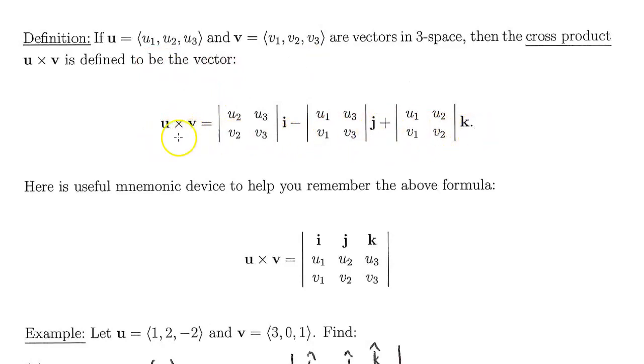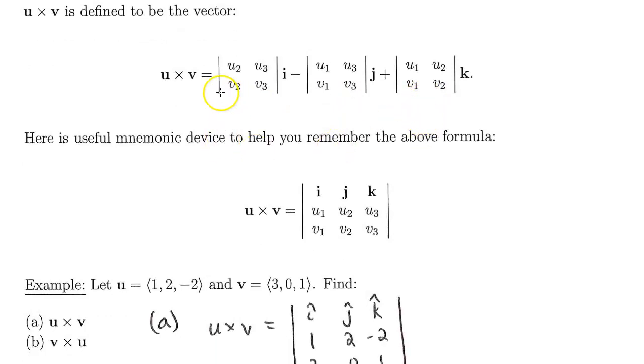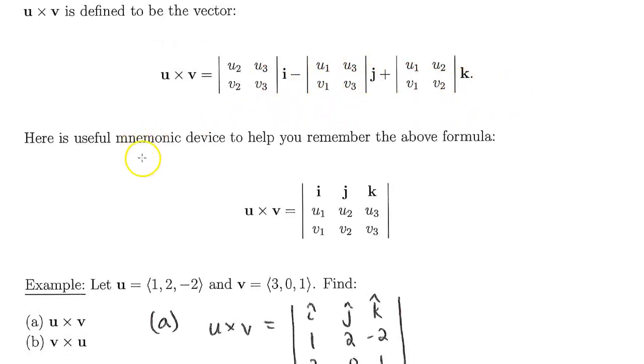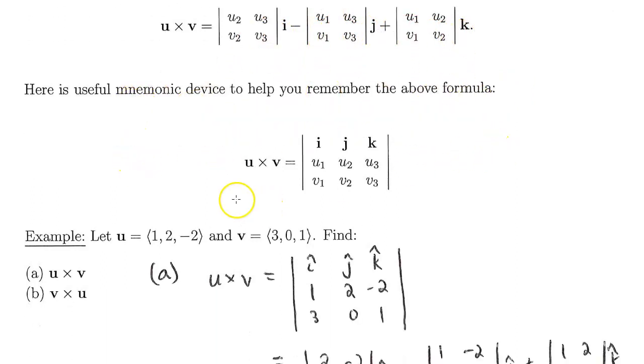Okay, it turns out the cross product is defined by this. Now, don't remember this. This is a messy looking formula. The way to remember it is like this. By the way, what this means is the determinant of this matrix times I minus the determinant of this matrix times J plus and so on. But a useful mnemonic device to help you remember this formula is that U cross V is equal to the determinant of the matrix with I, J, K along the top row, and then U1, U2, U3, so take the vector U, put it here, take the vector V and put it in the bottom row, V1, V2, V3. If you calculate this determinant, that will give you the cross product.